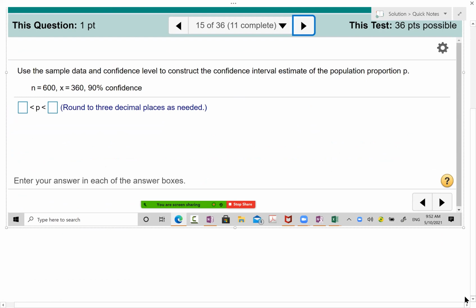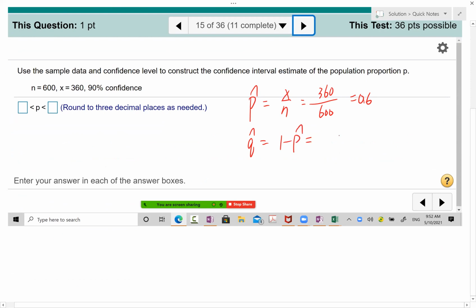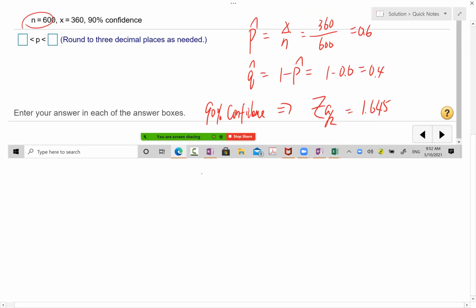Okay, so now let's find the p-hat first, just like the other one. P-hat equals x over n, 360 over 600. This turned out to be 0.6. And then the q-hat is a complement: q-hat equals 1 minus p-hat, so 1 minus 0.6, that's 0.4. And since it's 90% confidence, just like the other one, the critical z-score is 1.645. The sample size we know is 600. I'll find the margin of error first.